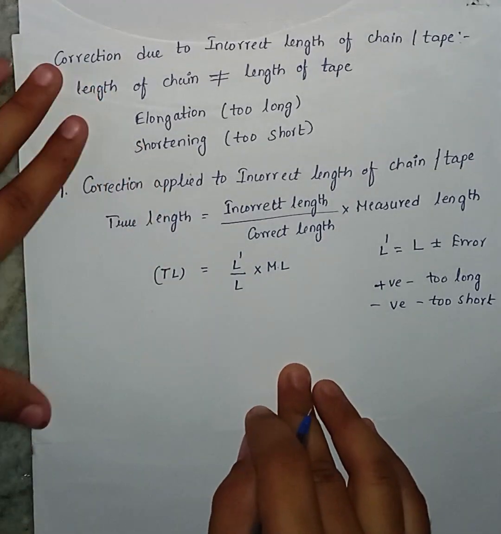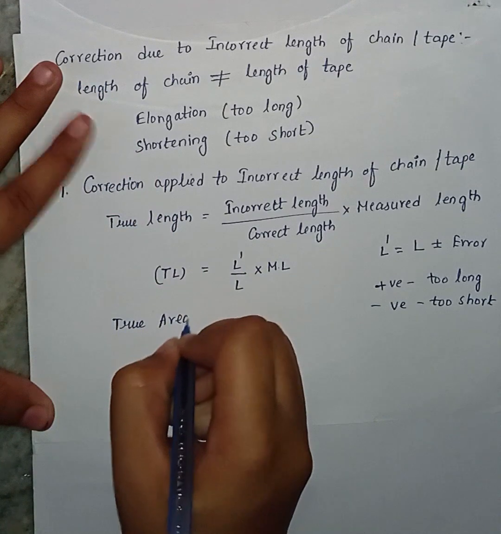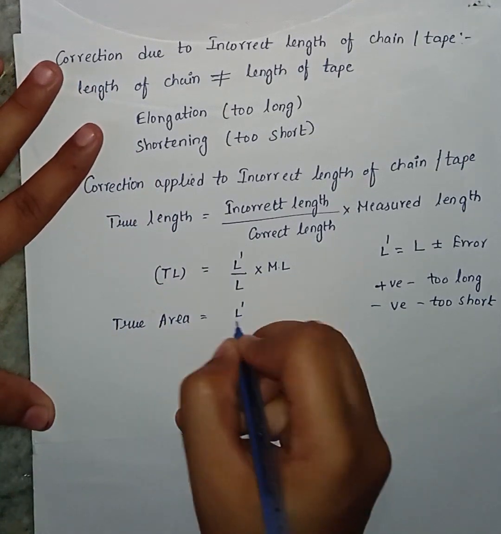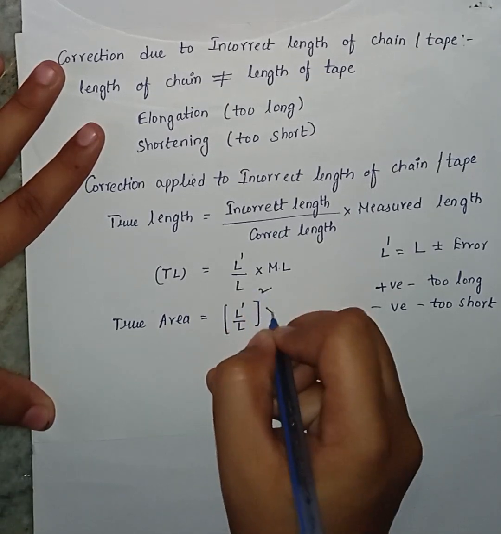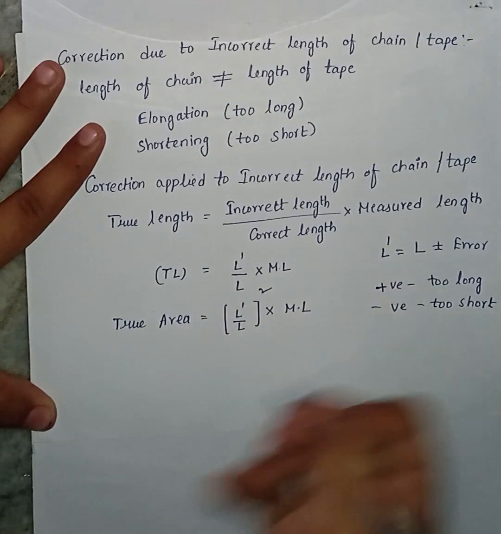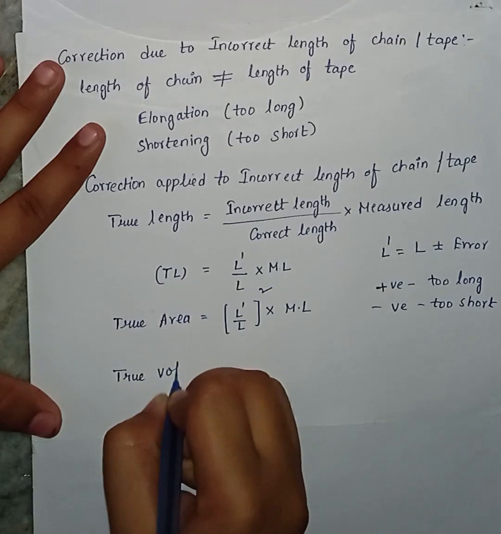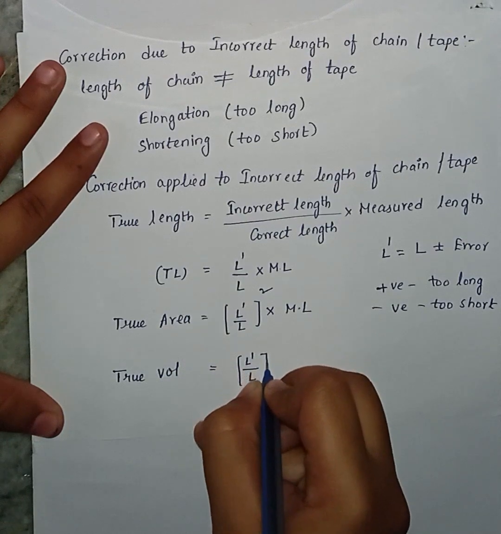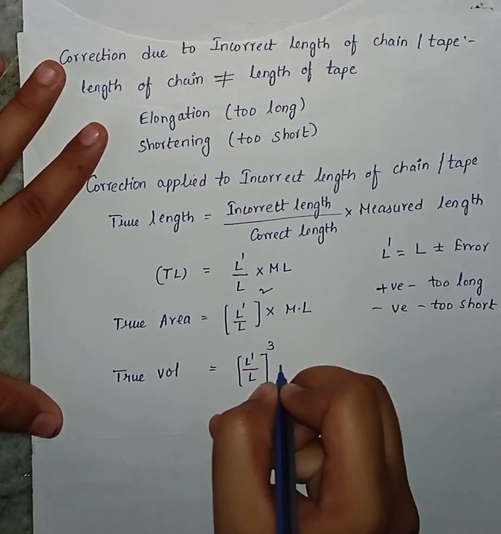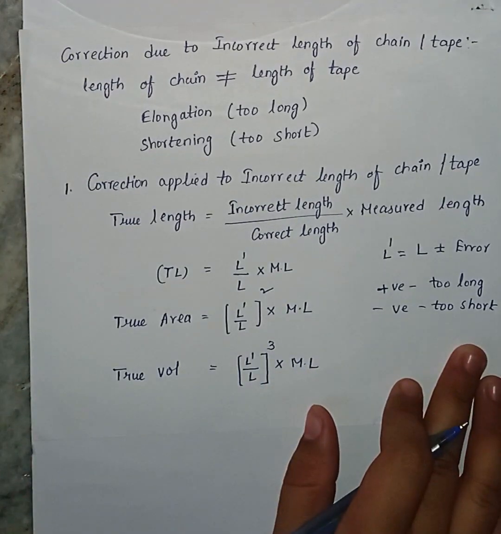For getting the true area, the formula remains the same, L dash by L, but area means side square, so L dash by L whole square into measured length. This is for true area. Same as for true volume, the formula remains the same. Volume is L into B into H. So L dash by L whole cube into measured length. So these are the formulas for incorrect length of chain or tape.